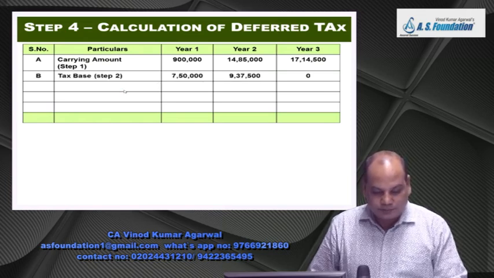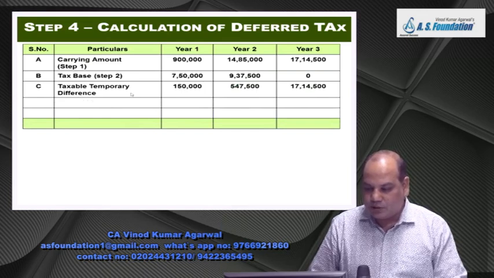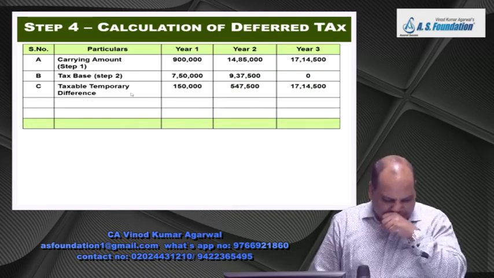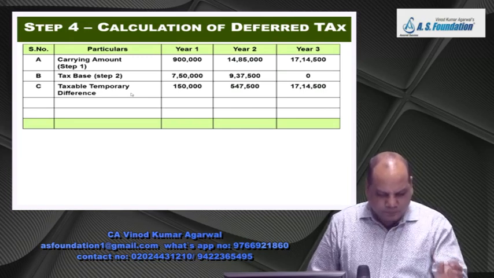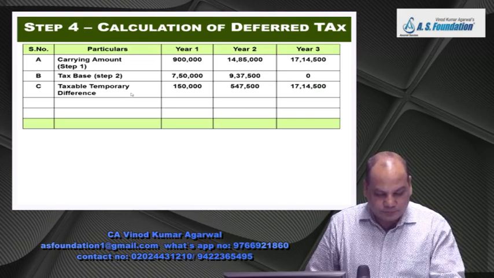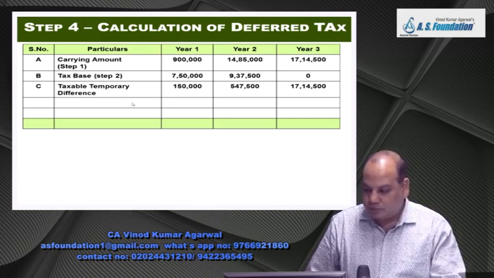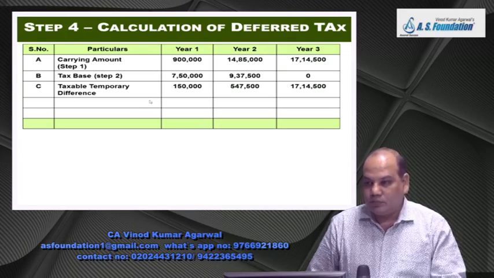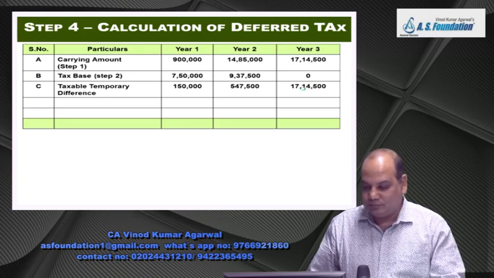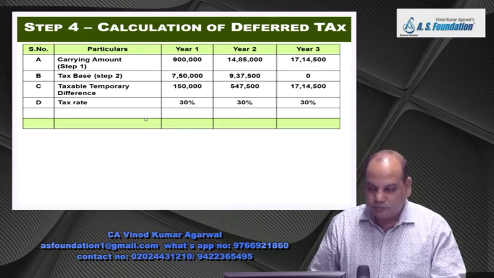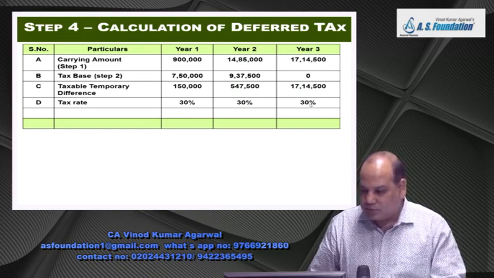Then write down tax base. 7,50,000, 937,500, 0. Therefore, taxable temporary difference 1,50,000, 547,500, and 17,14,500. Is it right? Then write down tax rate 30%, 30%, 30%.